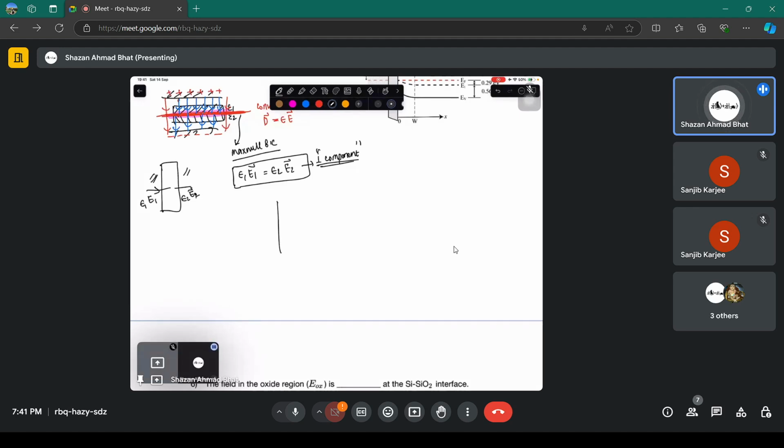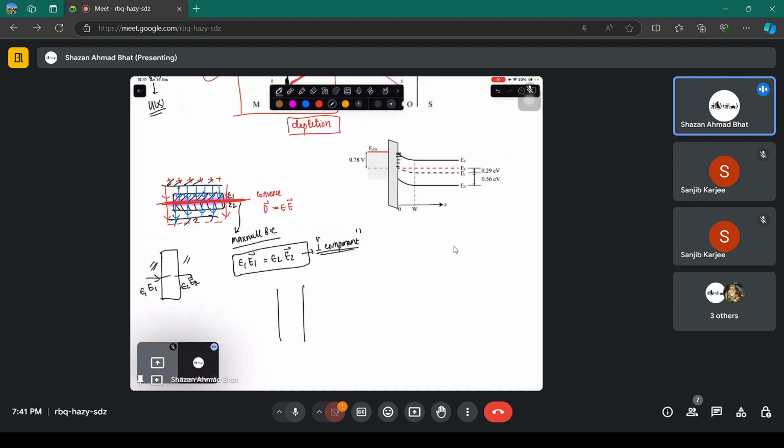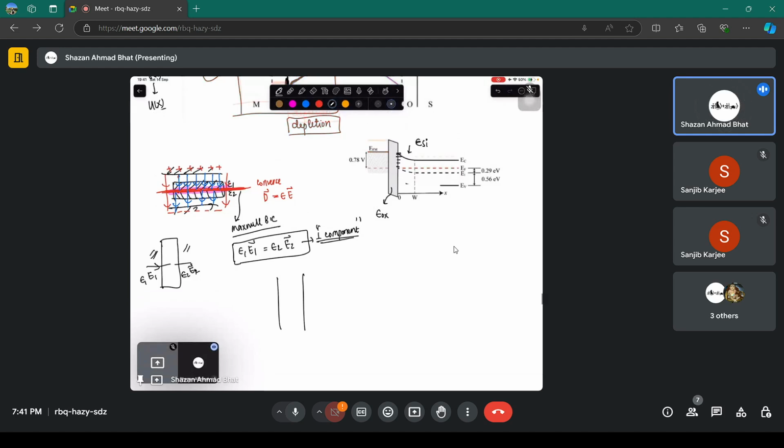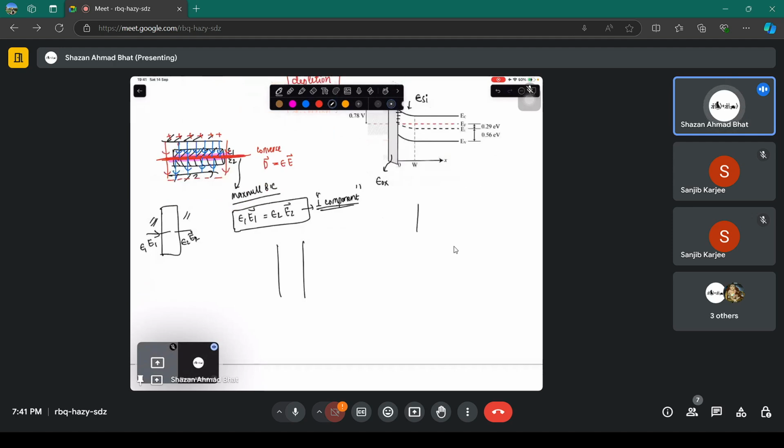That means if you have this metal semiconductor interface, at this particular interface, because this oxide is having epsilon oxide and semiconductor is having epsilon silicon, the permittivity. Now, what is this permittivity? Permittivity is the medium's response to the applied external electric field. That is the simple definition of permittivity. That means if you are giving some input, you are getting some output. Let's say you have a black box.